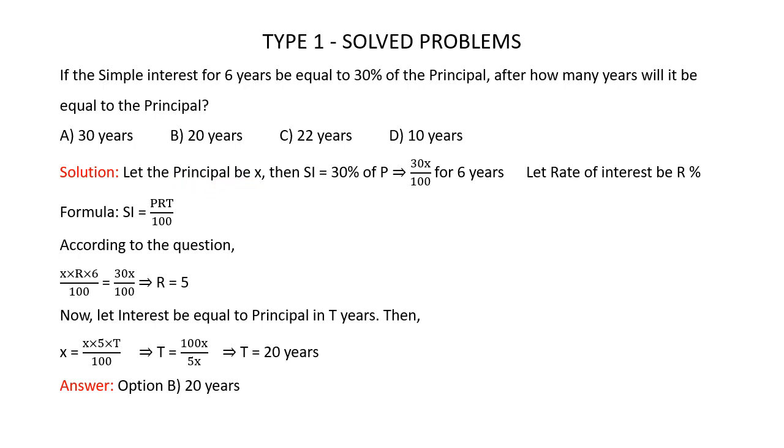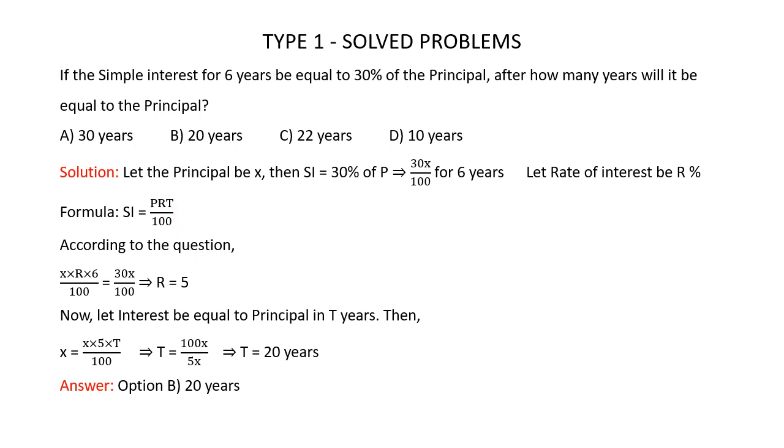Then it's given that simple interest is equal to 30% of the principal, which means 30% of X, that is 30x divided by 100 for 6 years. Now we do not know what is the rate of interest. So let's assume that the rate of interest is R%. Now we know that simple interest is equal to PRT divided by 100.